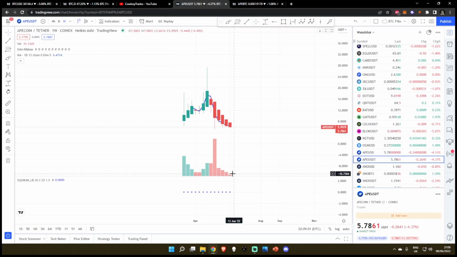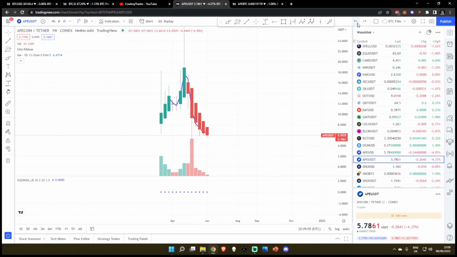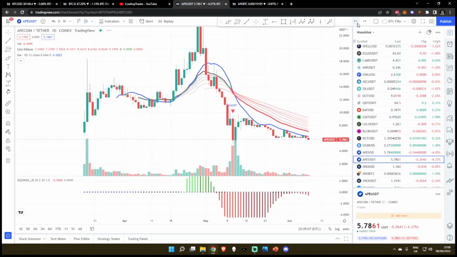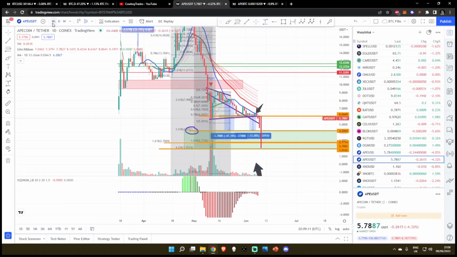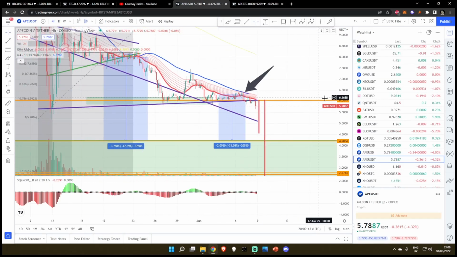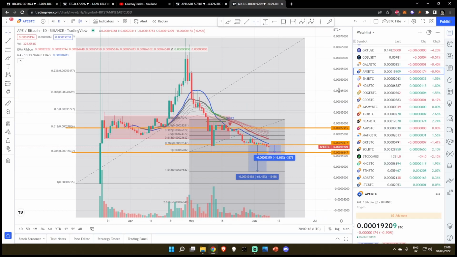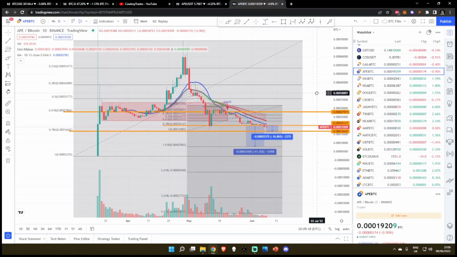The only somewhat bullish sign I notice is that we are running out of volume, but we are also dropping quite dramatically, and this can start to step up very quickly. So that is what I see playing out for ApeCoin against the US dollar. Let's check out what's going on with Bitcoin very quickly.